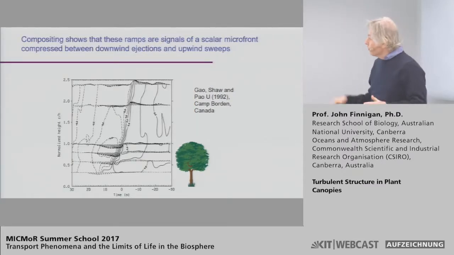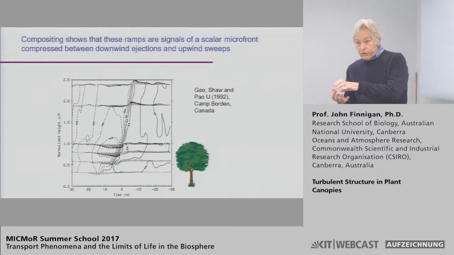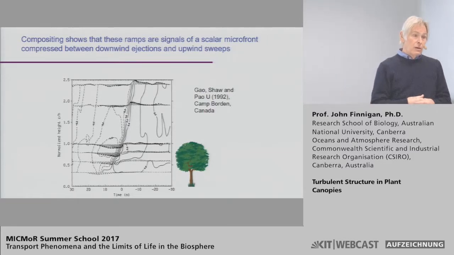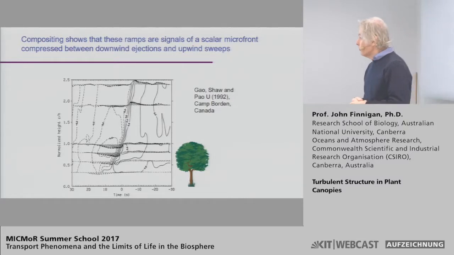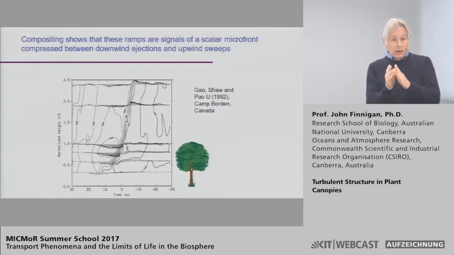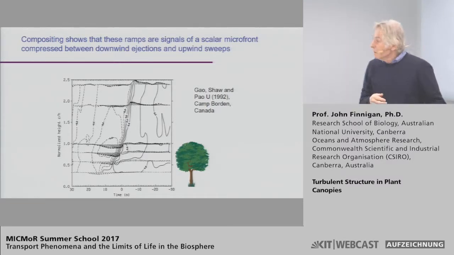So the coherence of these structures was one of a whole series of pieces of evidence that were building an edifice that was telling us that large eddies dominate canopy transport. So again, by focusing on that large drop in temperature, the scalar microfront, Roger and co.